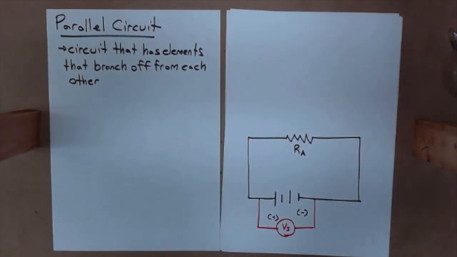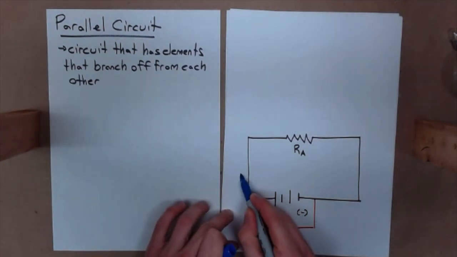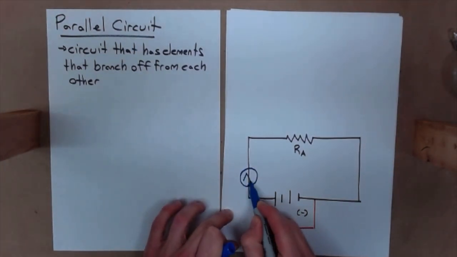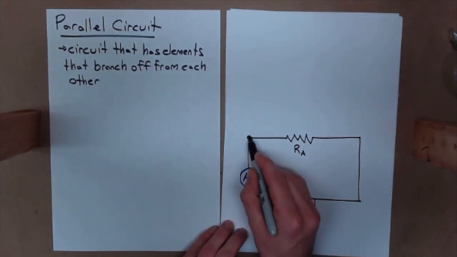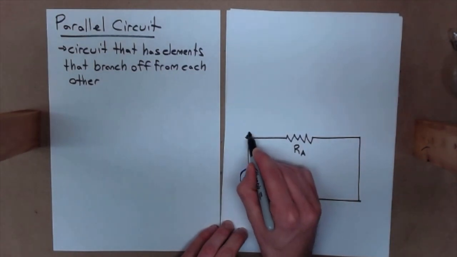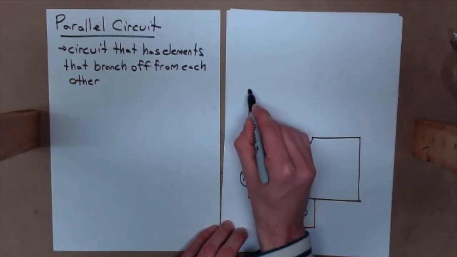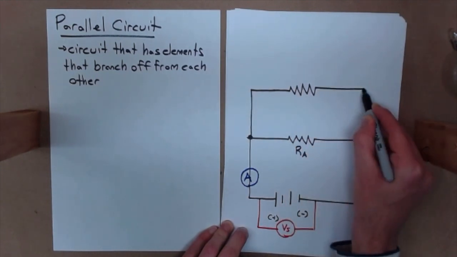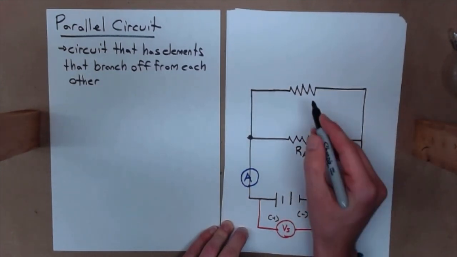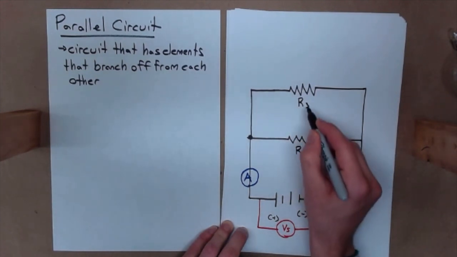I'm going to take an ammeter, and I wish I would have drawn this in before, here. And this ammeter is going to measure the current in this branch right here. Now, what I'm going to do that's a lot different than my series circuit is, at this point here, connect a wire that goes up like this and over to another resistor, and then back down. And I'm going to call this resistor RB.